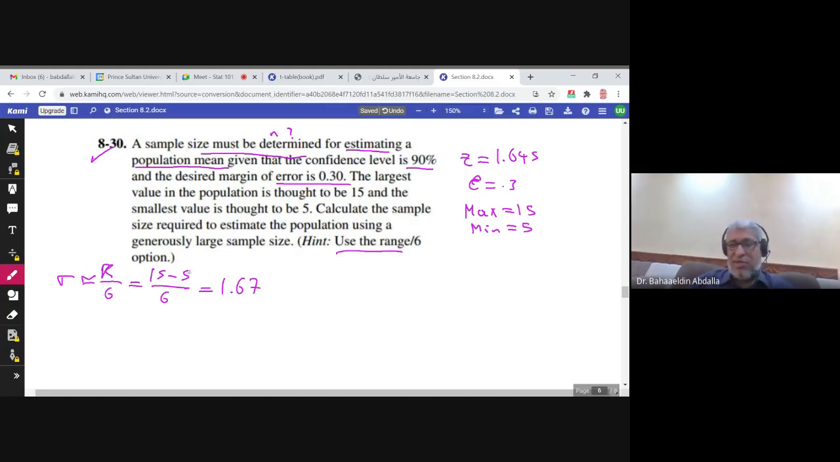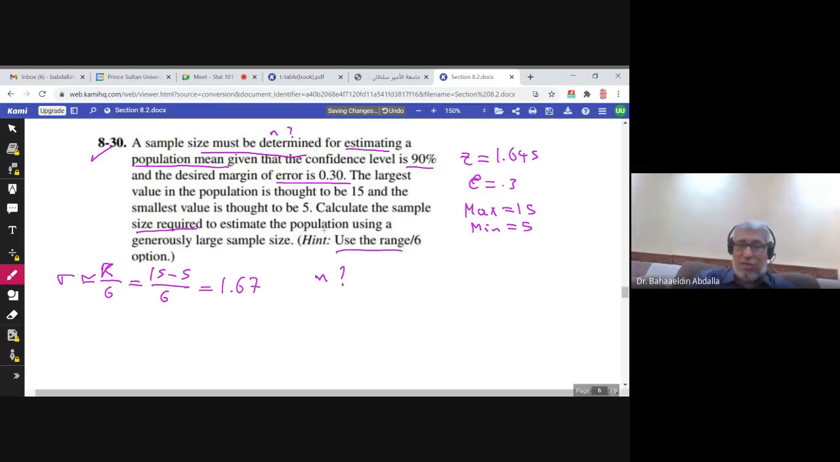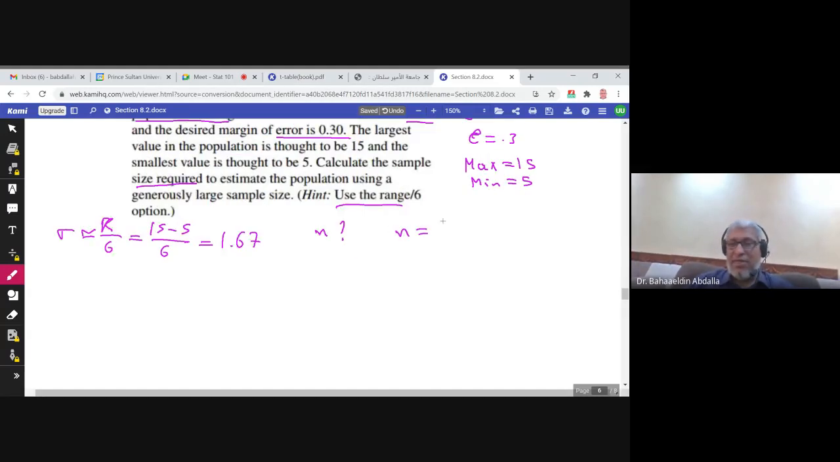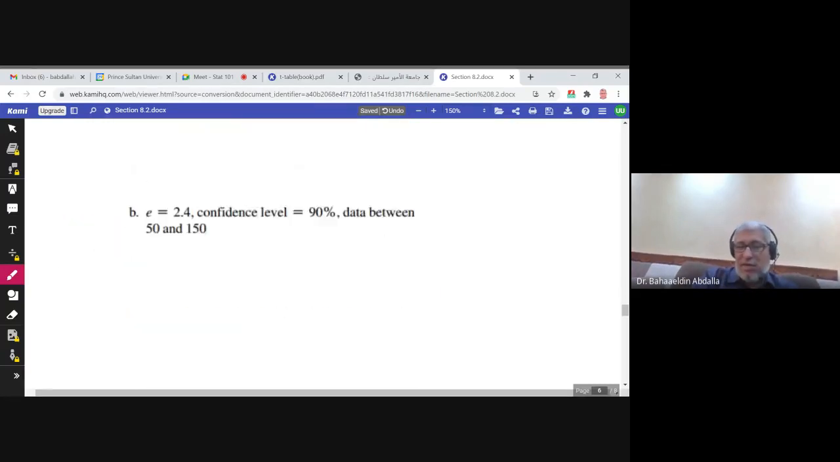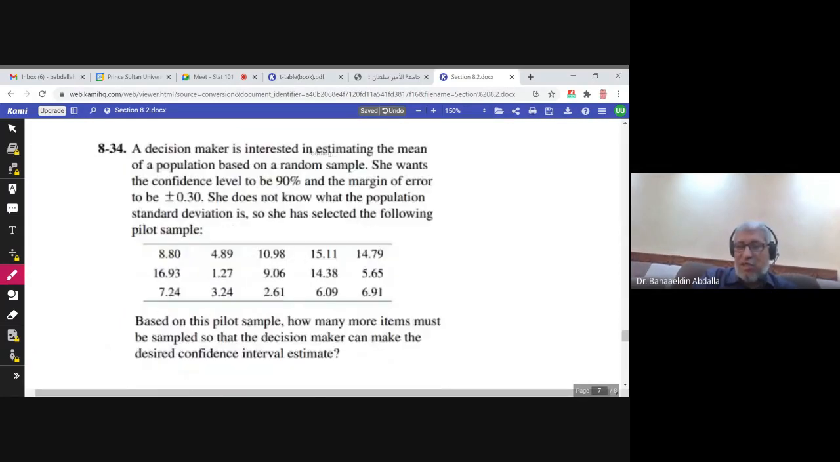Now, this is the hint: use the range over 6 option. Calculate the sample size required. I need n to estimate the population. All right, so what is the formula? N is Z squared times sigma squared over E squared. So Z is 1.645 and sigma is 1.67 and E is 0.3 squared, and you find the answer and you round it up. This is what we need from this section.